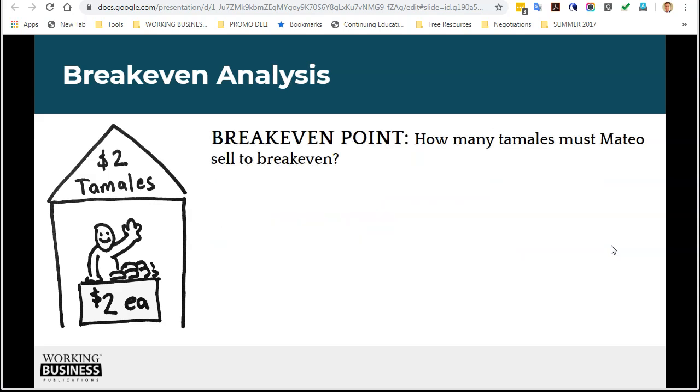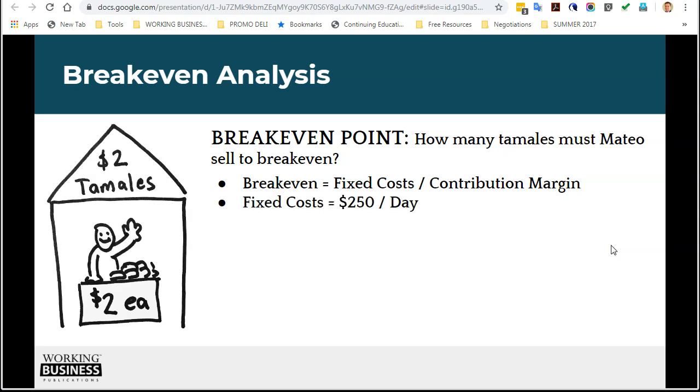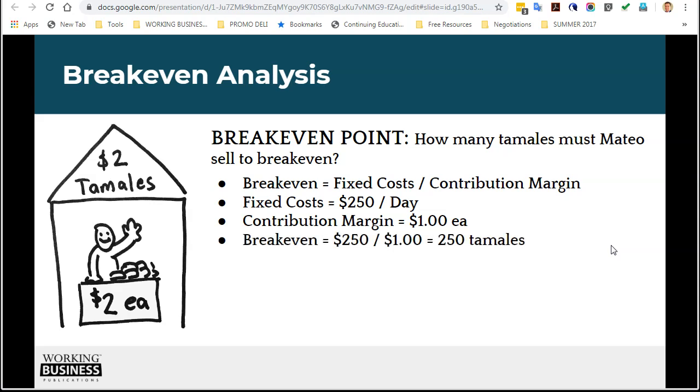So the break-even point: how many tamales must Mateo sell to break even? The break-even is calculated as the fixed cost over the time period that you want to analyze divided by the contribution margin. So the fixed costs are about $250 a day. The contribution margin is about $1 per tamale sold, or $1 per unit. The break-even would be $250 fixed cost divided by the contribution margin of $1. Mateo would have to sell 250 tamales in one day just to break even.